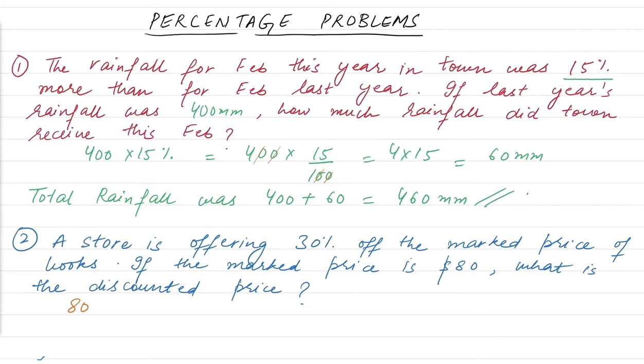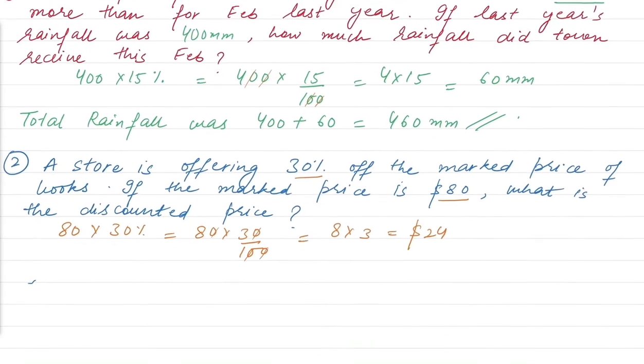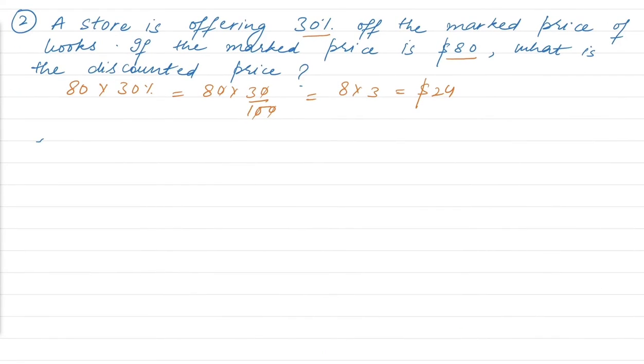What we can do in here is 80 times 30%. Now 30 is with a percent, so what we can do in here is 80 times 30 divided by 100. Now the zero from both will go, so we're left with 8 times 3, and we know that 8 times 3 is 24, so $24. Okay, now we need to find the discounted price.